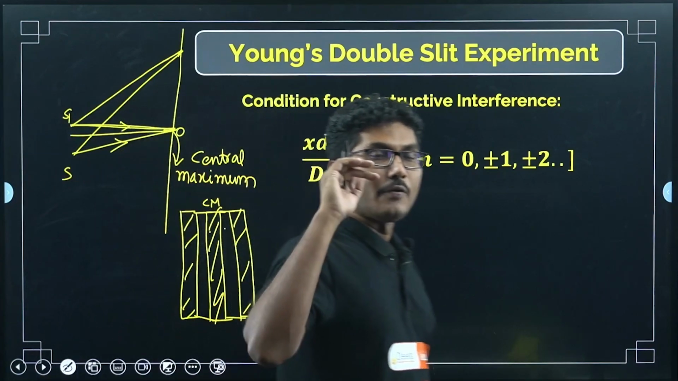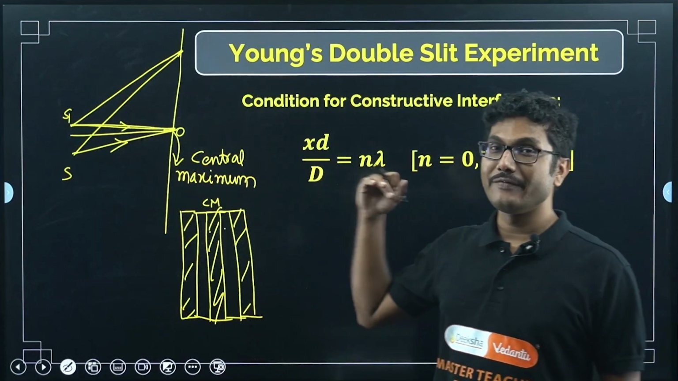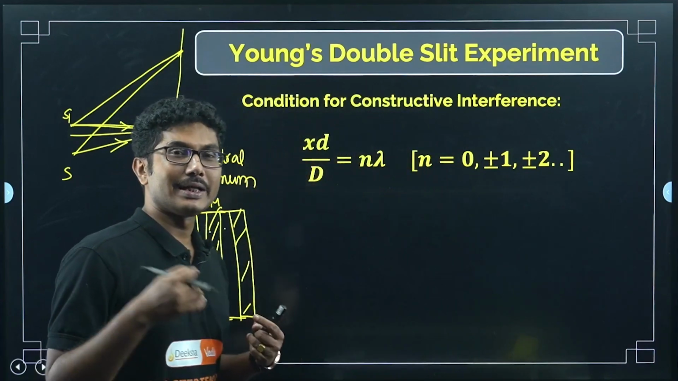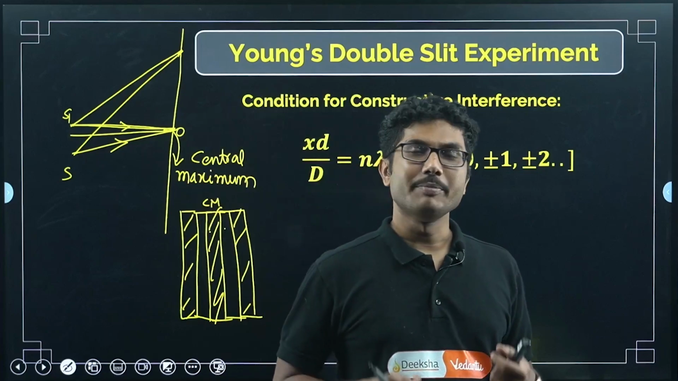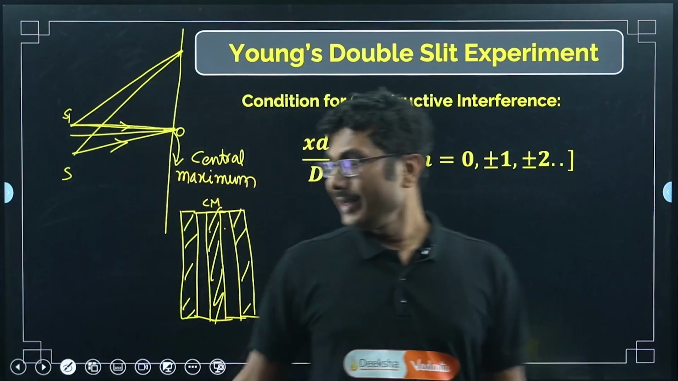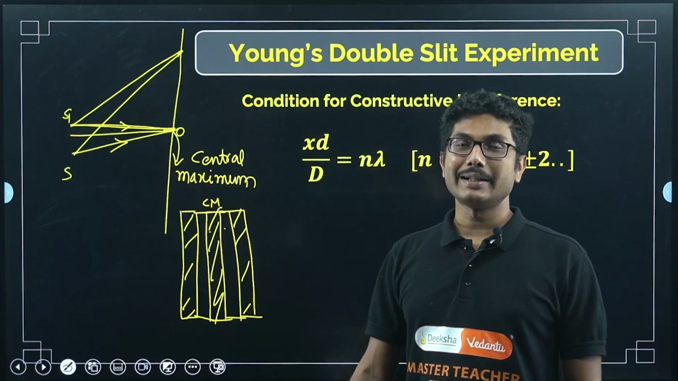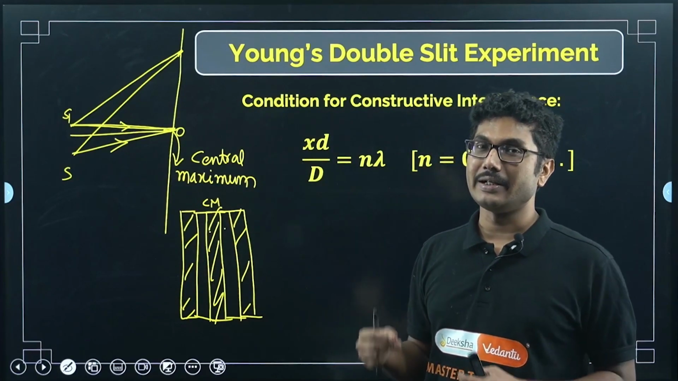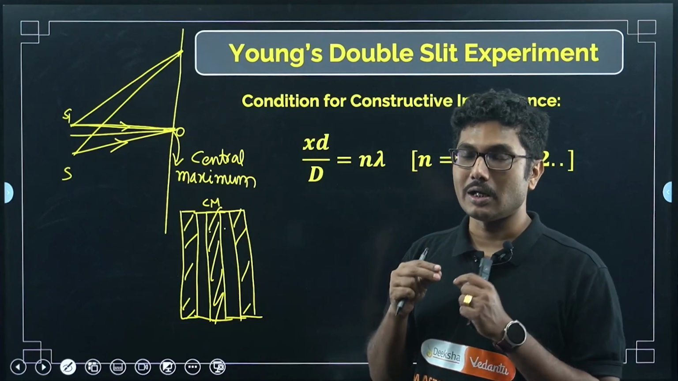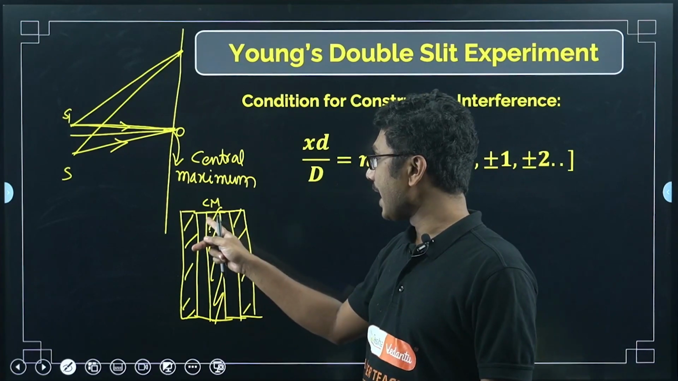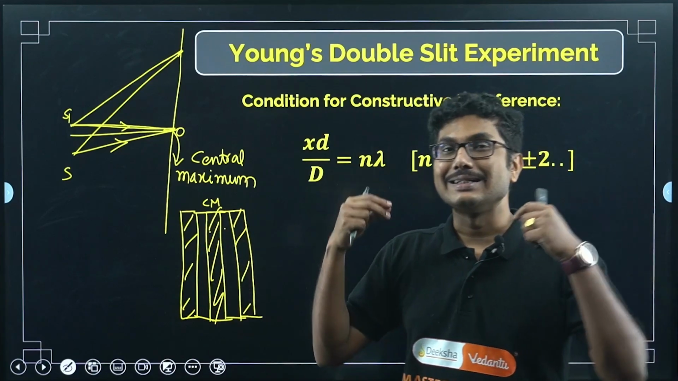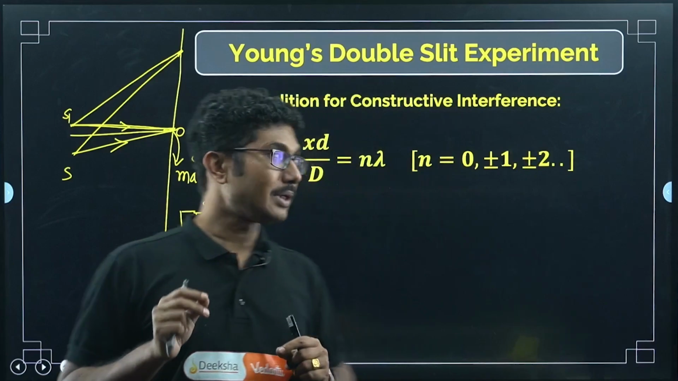As I said, when they give the maximum intensity, they are called maximum, and when they give minimum intensity, they are called minimum, right? And there is one more thing. When you get the bright band, it is also called constructive interference. This is an alternative term. Where you get dark bands or lowest intensity, that is called destructive interference. You should remember this.